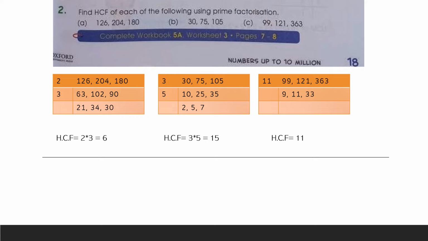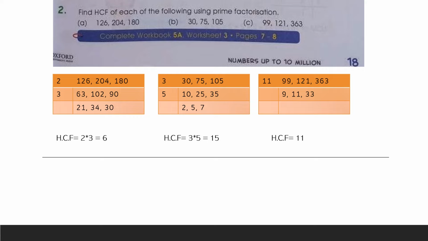Similarly, for part B, we have 30, 75, and 105. We know that 75 is not completely divisible by 2, and also 105 is not completely divisible by 2, so we have started off with 3 and divided these three numbers by 3. Now further, we have divided the outcome with 5, and the last set is 2, 5 and 7. And we know that there is no common number that can divide these three numbers simultaneously completely. So we stop here and our highest common factor comes out as 3 multiplied by 5 is equal to 15.